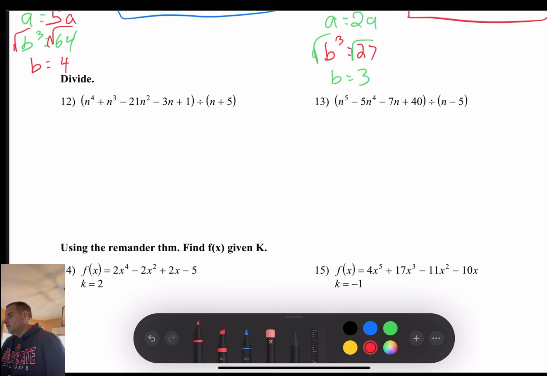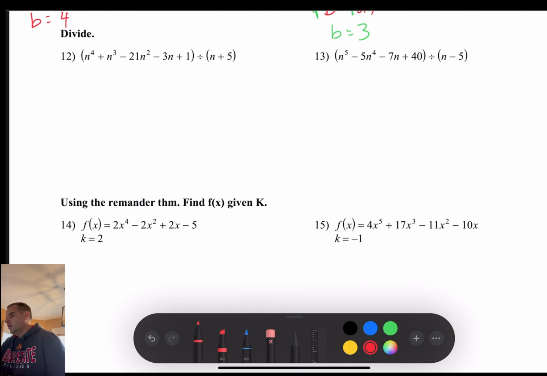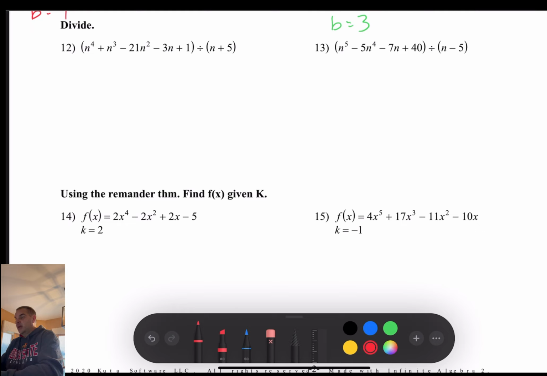Number 12. We're asked to divide. So I'm going to use synthetic division. If you want to use long division, have at it. There's no issues with that. Go ahead and use long division. I'm not going to use long division. I'm going to use synthetic division. So inside, I'm going to put -5 because it's the opposite.